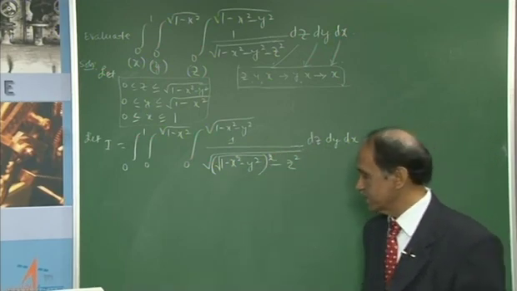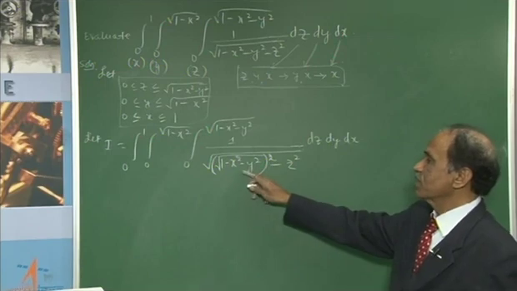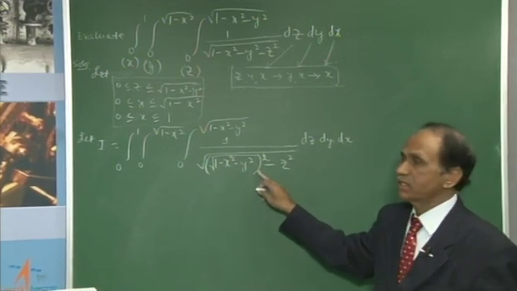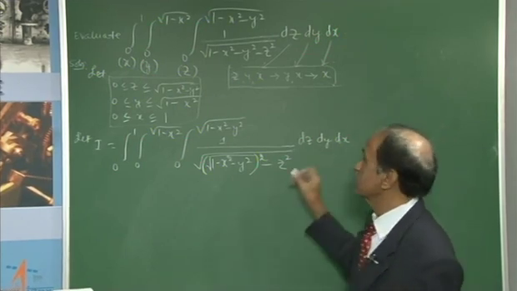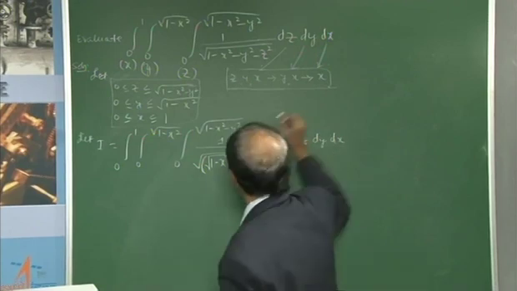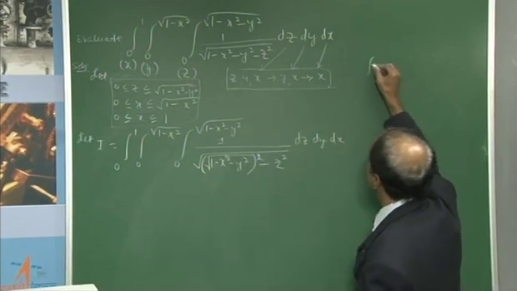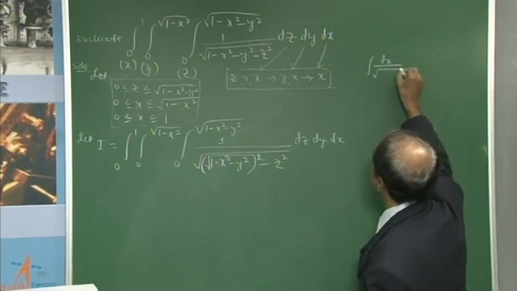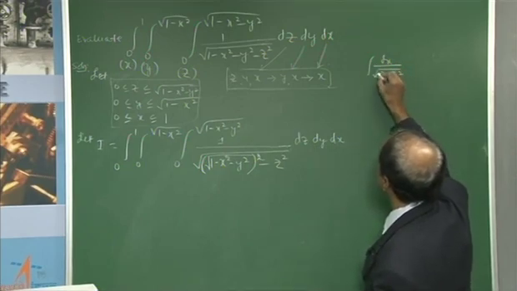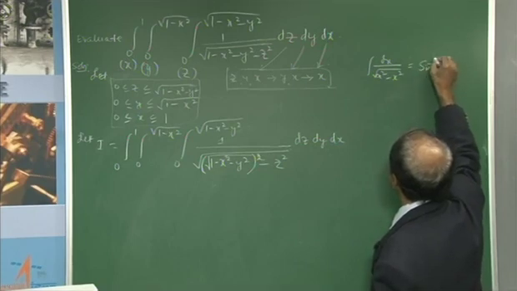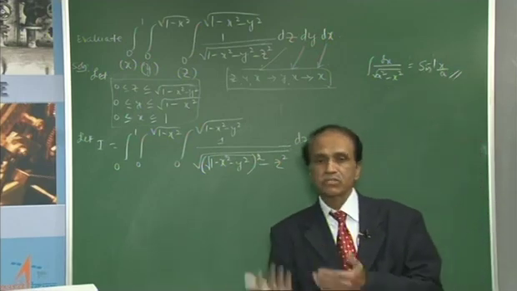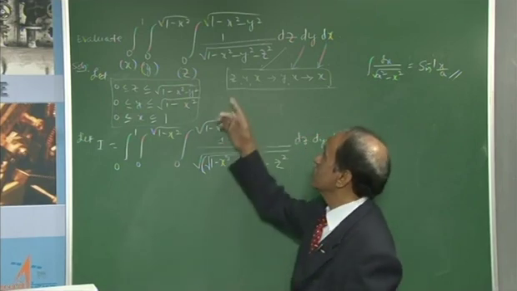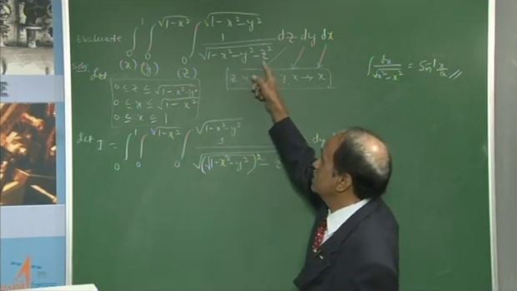Why have we made this conversion? This conversion is to arrange or to compare with the known formula. What is that known formula? The known formula is the integral of dx divided by root of a square minus x square, which is sine inverse of x by a. This is the formula.